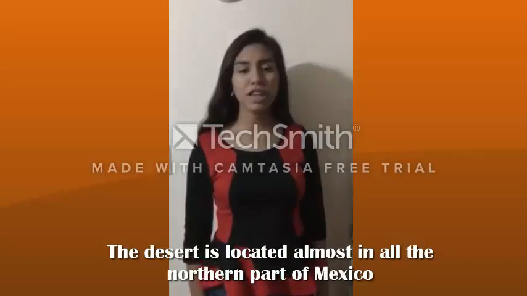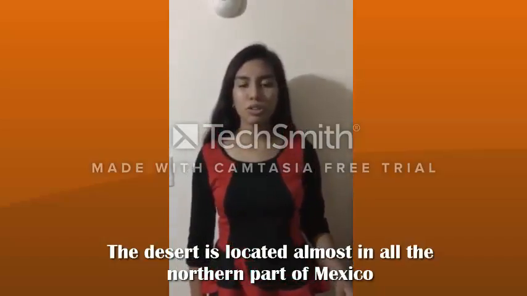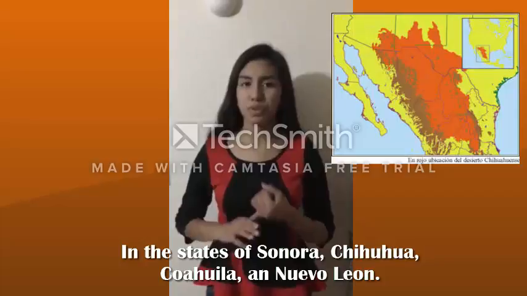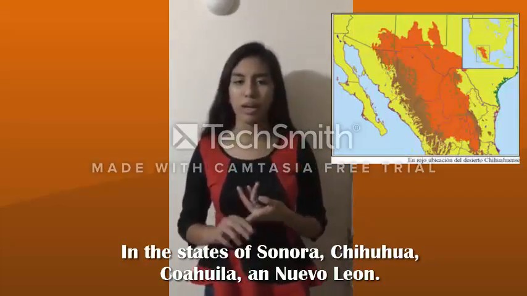The desert is located in almost all the northern part of Mexico, in the states of Sonora, Chihuahua, Coahuila, and Nuevo León.